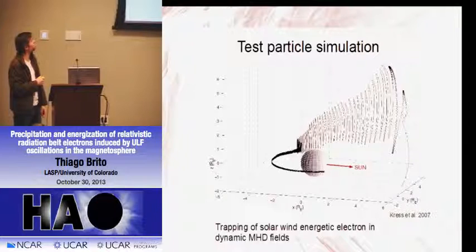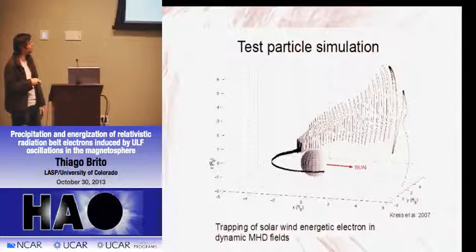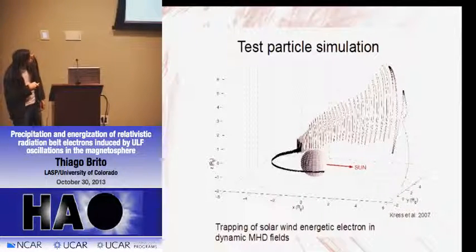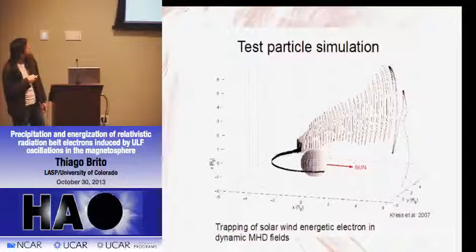So this is a typical plot of an example of a particle, how it moves in this grid. This is an example from Brian Kress. He was looking at solar energetic electrons, and for this particular particle, as you can see here, the code follows the gyro motion of the particle as it's bouncing, and then as it gets trapped in the magnetosphere, it switches to guiding center. So right here, the code stops the Lorentz equation and starts on the guiding center equations, and it's just following the bounce motion and the drift motion of the particles.